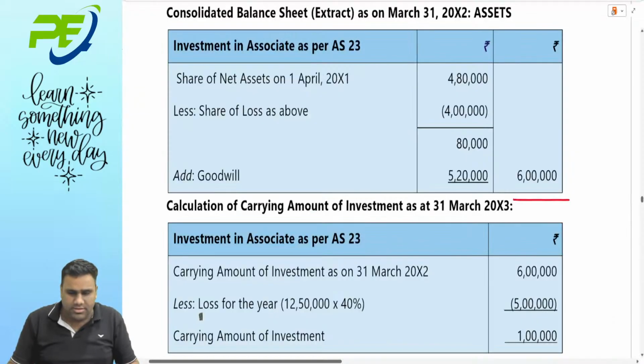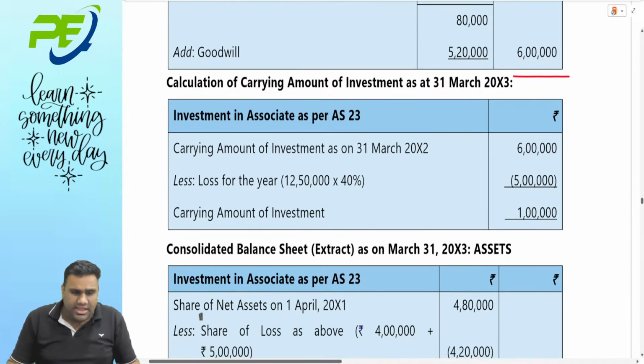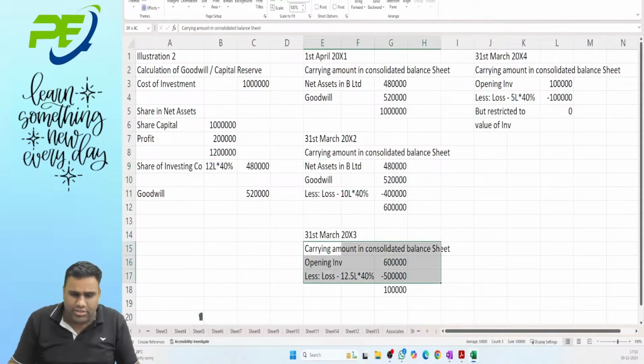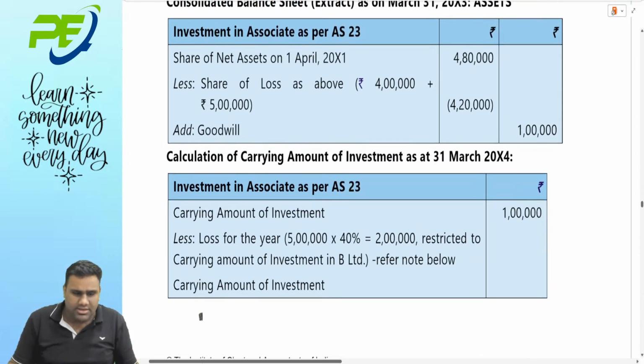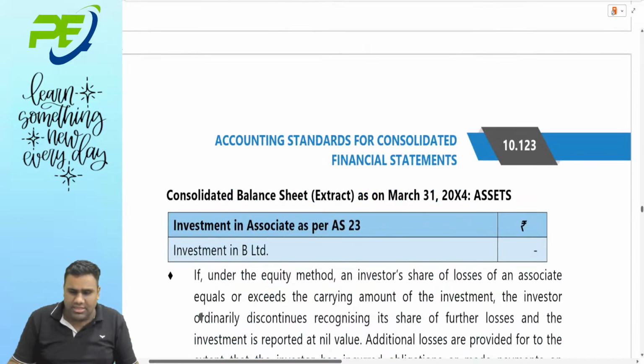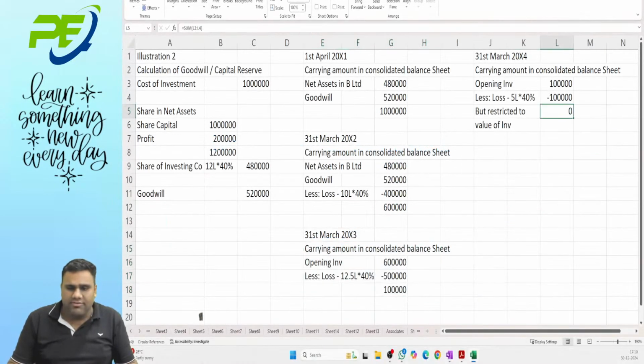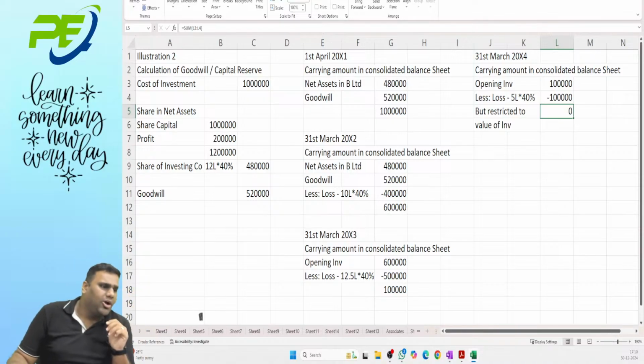Everyone. Now, next year, carrying amount of investment less than carrying value, we got 1 lakh. We also got 1 lakh. And finally, last year, carrying amount is 0. Everyone, we also got the same. Come on. Copy quickly, as quick as possible.